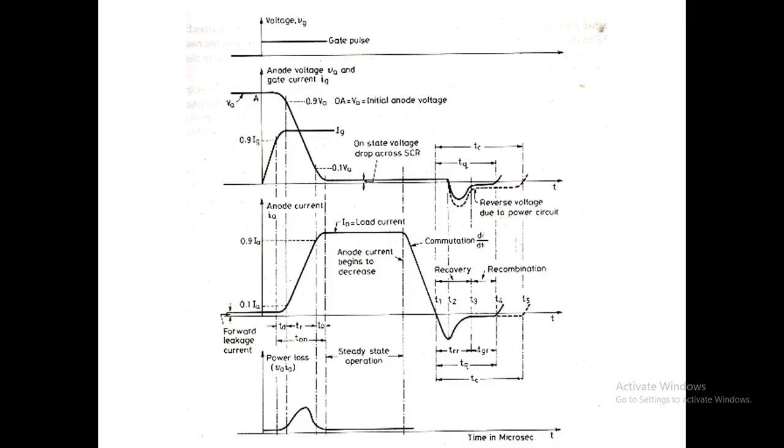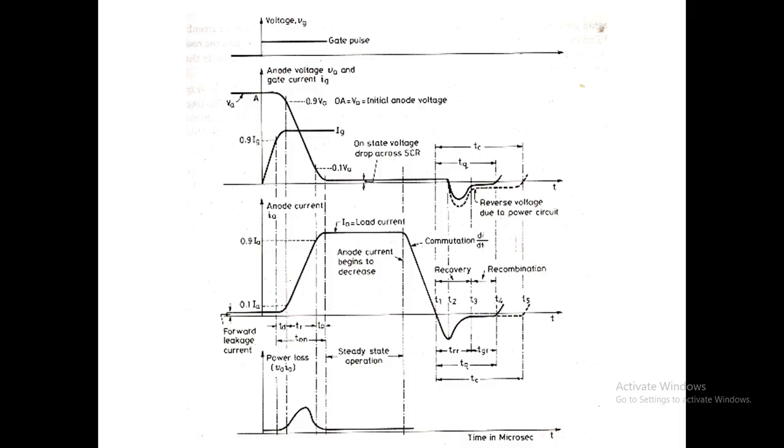So it is a semi-controlled device. Turn on can be controlled, and the control parameter is the gate current. Since it's a current controlled device, if you apply the gate current, the SCR will be turned on, and the turn off process is not controlled by the gate current. We have to provide some commutation or turn off circuit for turning off the SCR.